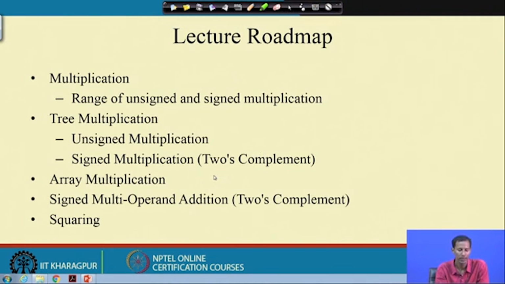In this lecture we will follow multiplication: tree multiplication, then array multiplication, then multi-operand addition, 2's complement multiplication, and then squaring also. Squaring is also nothing but one multiplication operation. Whenever we are considering all these multiplication operations, this is for fixed-point numbers, which means no floating point numbers are considered.